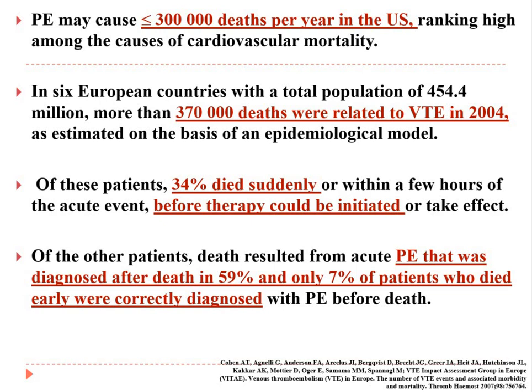Of these patients, 34% died suddenly or within a few hours of the acute event, before therapy could be initiated or take effect. Of the other patients, deaths resulted from acute pulmonary embolism that was diagnosed after death in 59%, and only 7% of patients who died early were correctly diagnosed with pulmonary embolism before death.